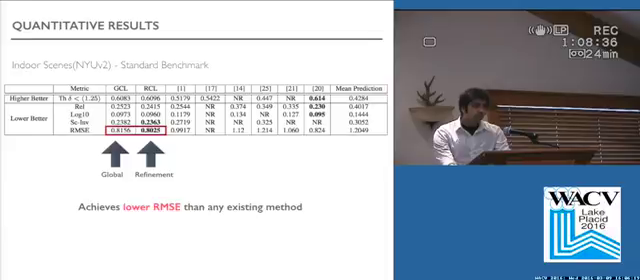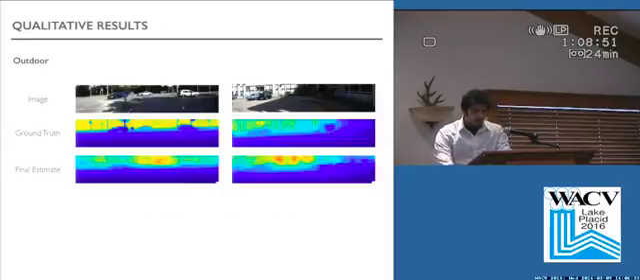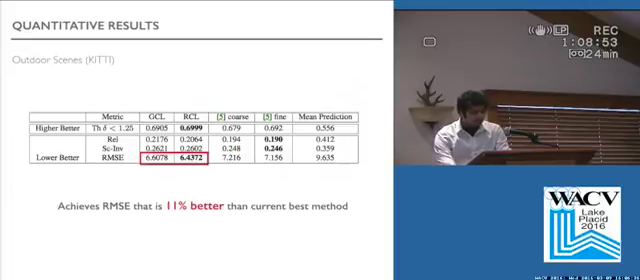And our approach produces the smallest root mean squared error compared to other approaches, one that do inference on the entire image, and the latest deep learning-based approach for estimating depth from a single image. We also show results on the outdoor scene data set, and we show that our root mean squared error is 11% better than any other approach.